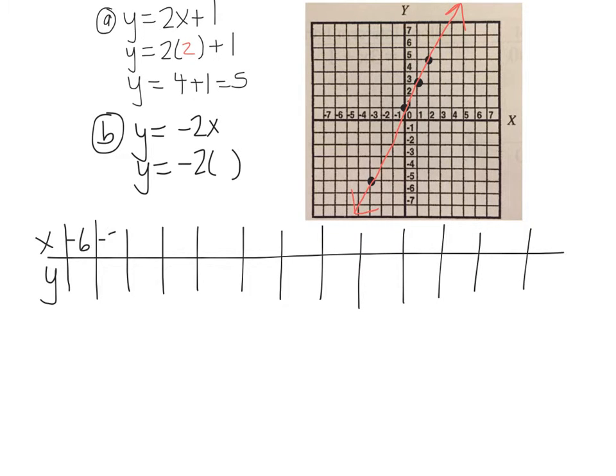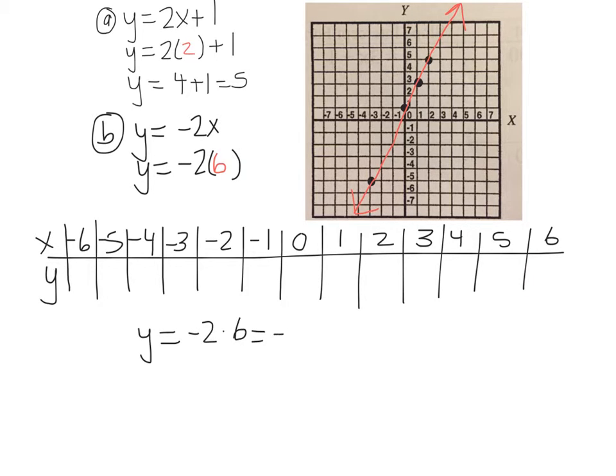So it goes -6, -5, -4, -3, -2, -1, 0, 1, 2, 3, 4, 5, 6. And again, you're going to put your numbers in there. So for this one, when I put in a 6 for x, what comes out? That's y equals -2 times 6. That's -12.